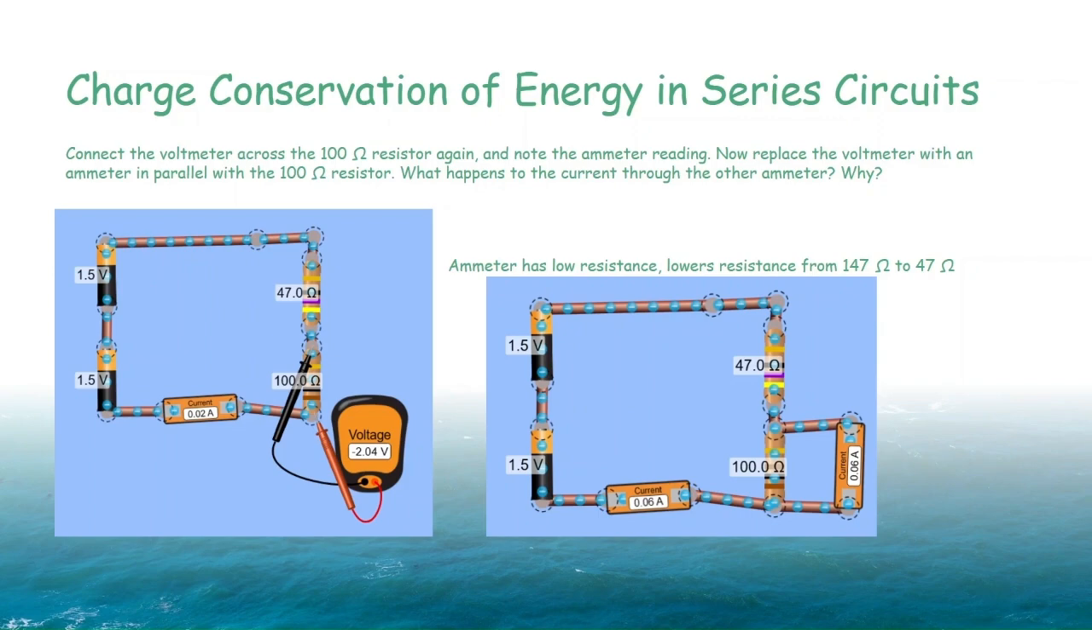The ammeters have low resistance, so the electrons will flow through them instead of the 100 ohm resistor, and the overall resistance of the circuit is lowered from 147 ohms to 47 ohms.